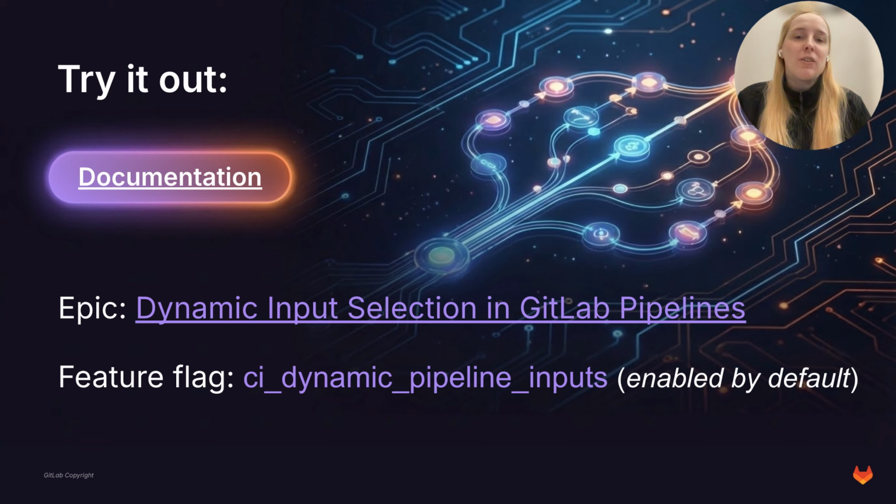This feature is controlled by the CI Dynamic Pipeline Inputs feature flag, which was introduced in milestone 18.6. The rules field in the GraphQL API is gated behind this feature flag. The flag is enabled by default since 18.7. If you don't see the dynamic rules working, check that the flag is enabled for your instance.